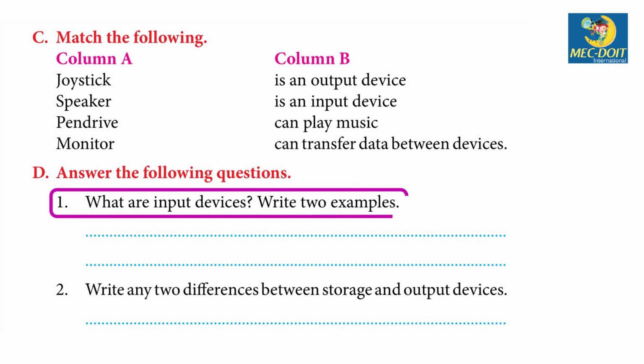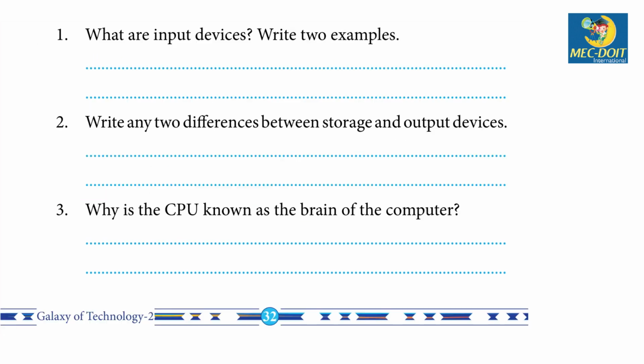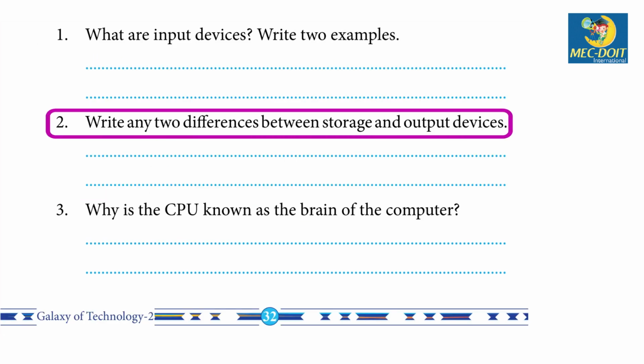1. What are input devices? Write 2 examples. Answer. The devices which are used to enter data into the computer are called input devices. Examples: keyboard, mouse. 2. Write any two differences between storage and output devices.